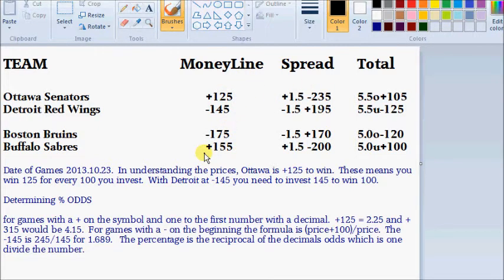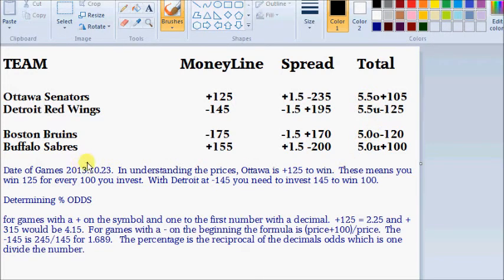It doesn't matter how it happens, if it's a 5-0 win, an overtime, or a shootout, it doesn't matter. And then the spread: Detroit's favored by 1.5 goals. They've got to win by 2 or more to win. Ottawa, when you're plus 1.5, you either have to win or lose by exactly 1 goal. Then you have the total, which is the combined goals by both teams. This one's set at 5.5.